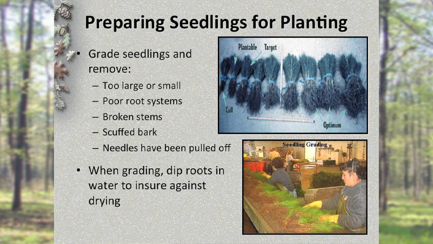You would also like to grade your seedlings and remove those that are either too large or too small. If you can get them in the ground, I'd rather have the large seedlings than the small seedlings. Small seedlings will never be preferred. They will sometimes have a poor root system, and even sometimes the large ones will have broken stems. You want to get rid of those seedlings as well. You want to make sure that none of the seedlings have any bark that's been removed or needles that have been pulled off. As soon as you're through grading, you need to keep your root systems wet, either through some sort of dip or just adding water to your root systems, then shaking a little bit off and placing them back within the bags.